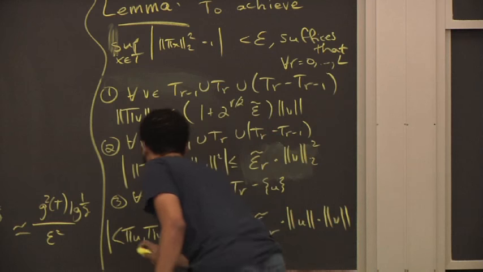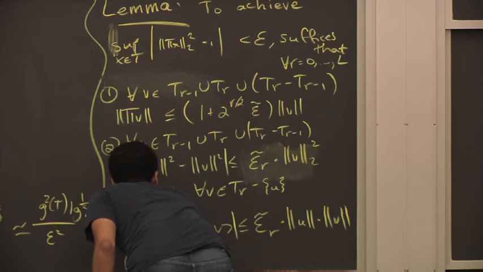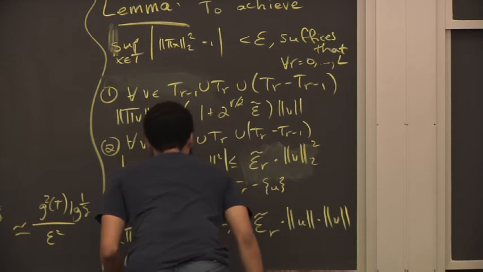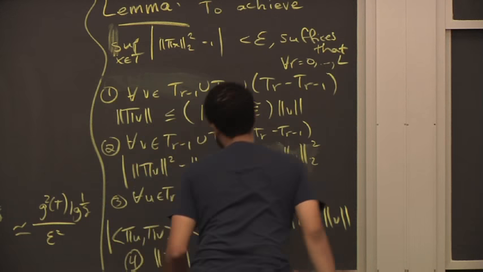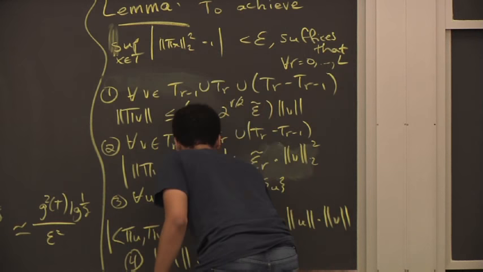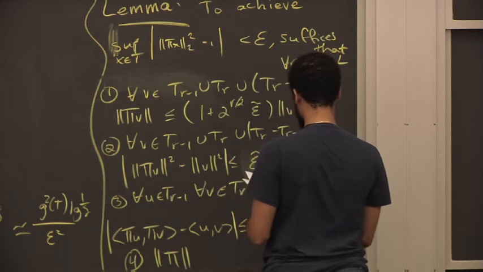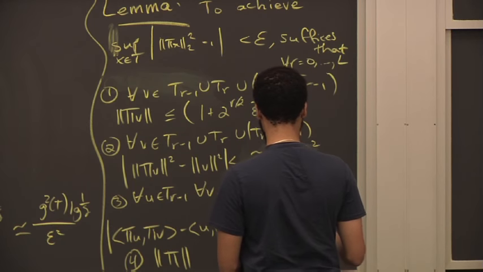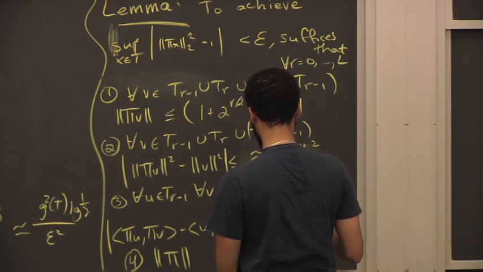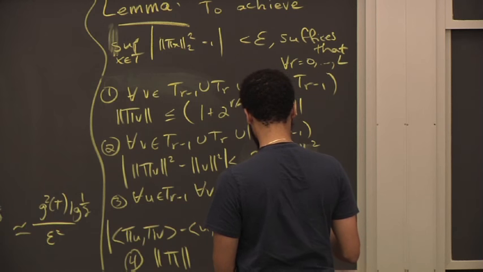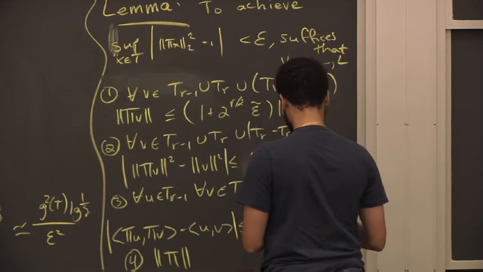There's a fourth thing we need, which is that the operator norm of pi is, I think we just need that it's a constant.